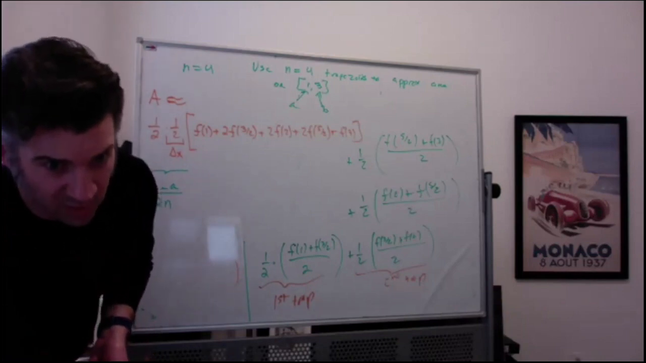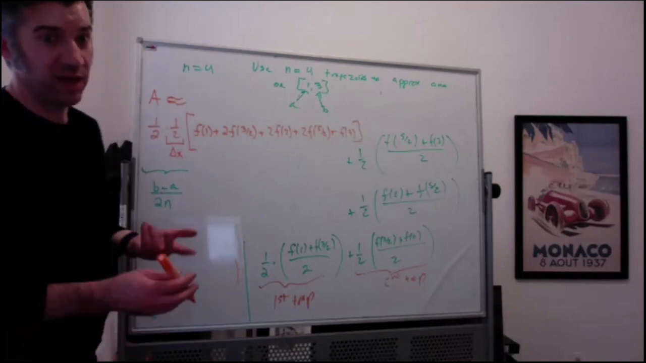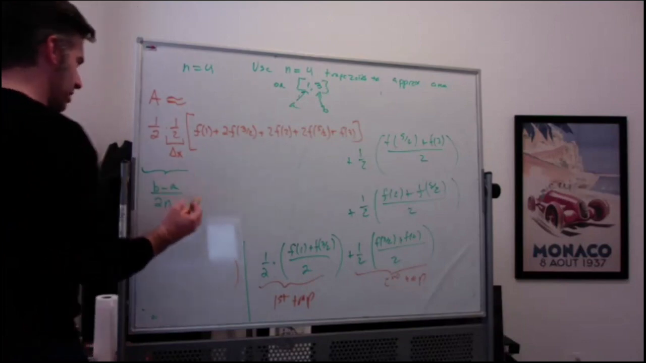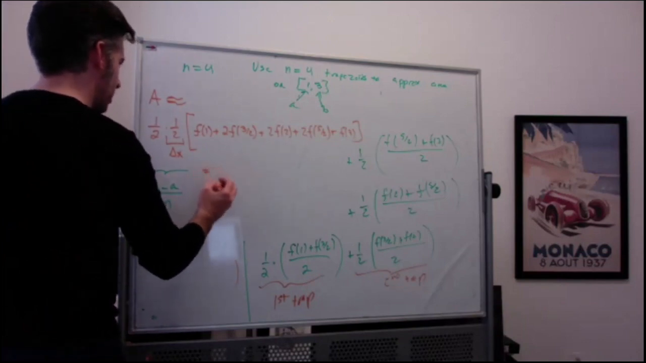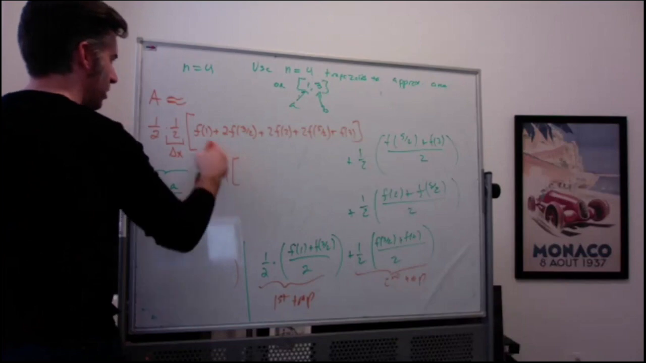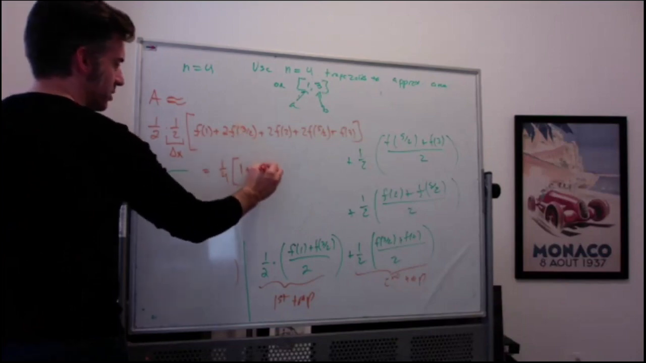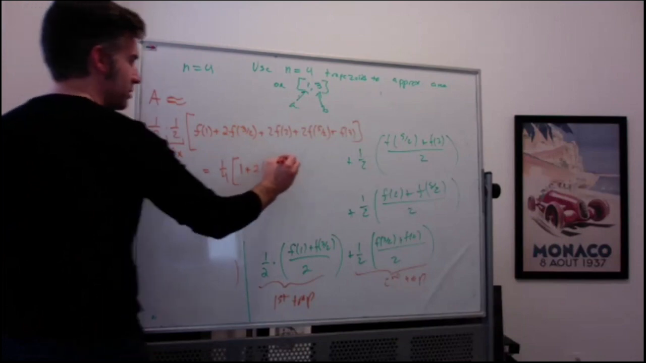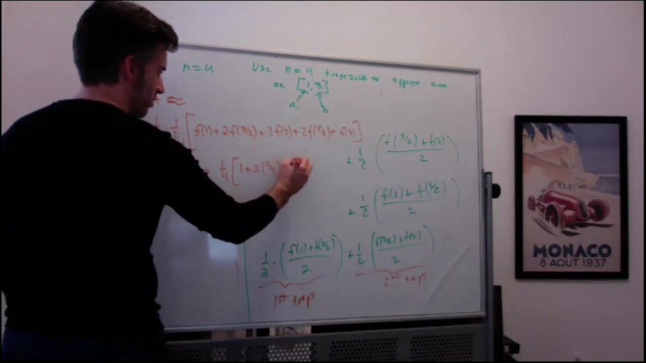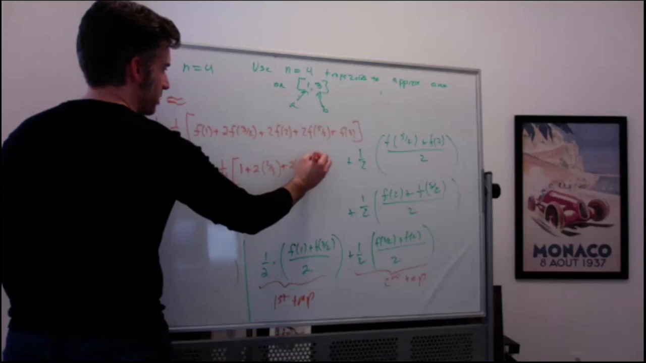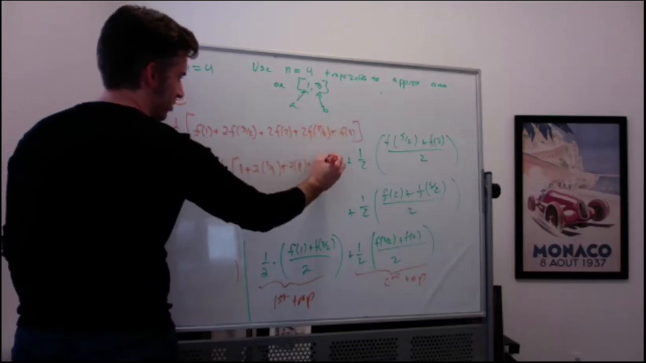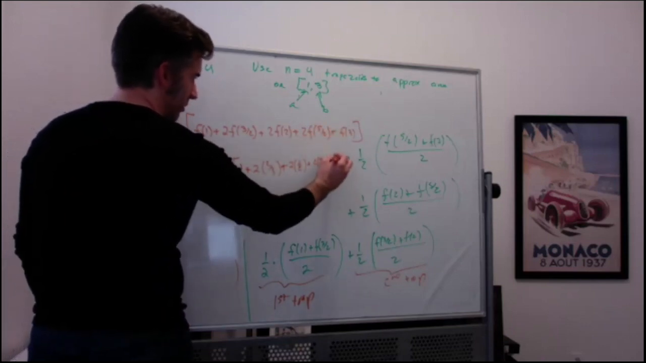And so then you can actually plug it into the function. Remember, our function was 1 over x. So if we plug this in, we end up getting 1/4 times 1 plus 2 times 1 over 3 halves, which is 2/3, plus 2 times 1 over 2, plus 2 times 1 over 5 halves, which is 2/5, plus 1 times 1/3.